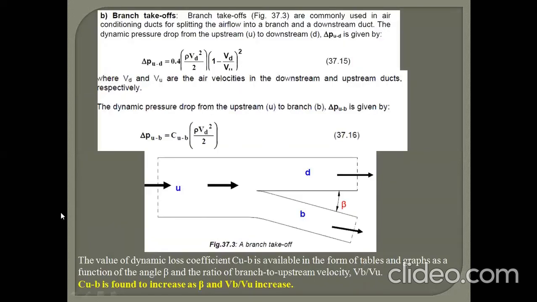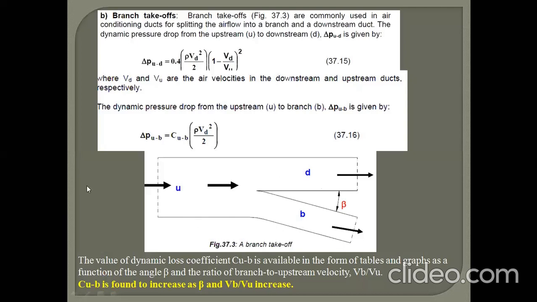Now the second fitting is branch takeoffs. Okay, branch takeoff is shown in the figure. So this is the main duct. This main duct is branched off into two sections, B and D. Okay, so this type of arrangement is called a branch takeoff. And branch takeoffs are commonly used in air conditioning ducts for splitting the airflow into two branches or into multiple branches as per the requirement.